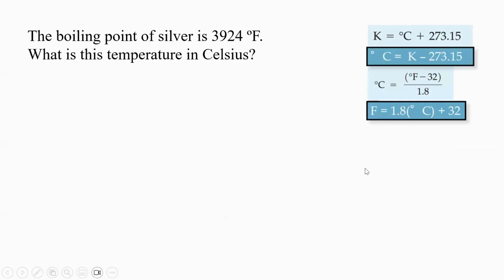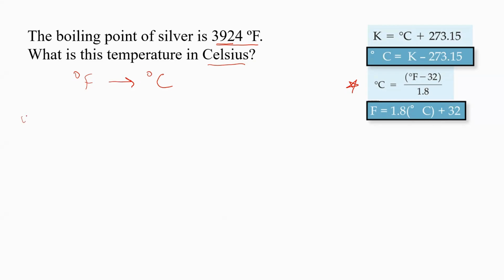So let's do some examples. Grab that notebook and grab a calculator. The boiling point of silver is 3,924 degrees Fahrenheit. What is this temperature in Celsius? So we have the temperature in Fahrenheit given, and we're asking to convert this to Celsius. So we have to go from Fahrenheit to Celsius. To go from Fahrenheit to Celsius, we would have to use this lovely equation right here.